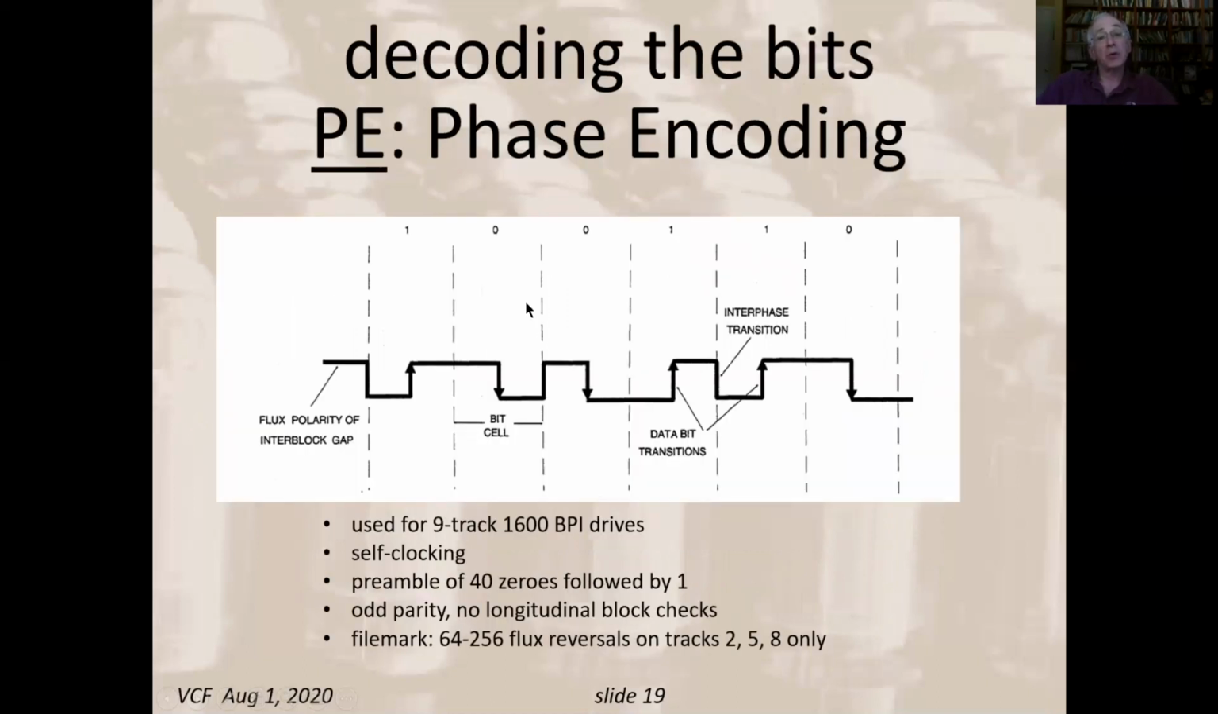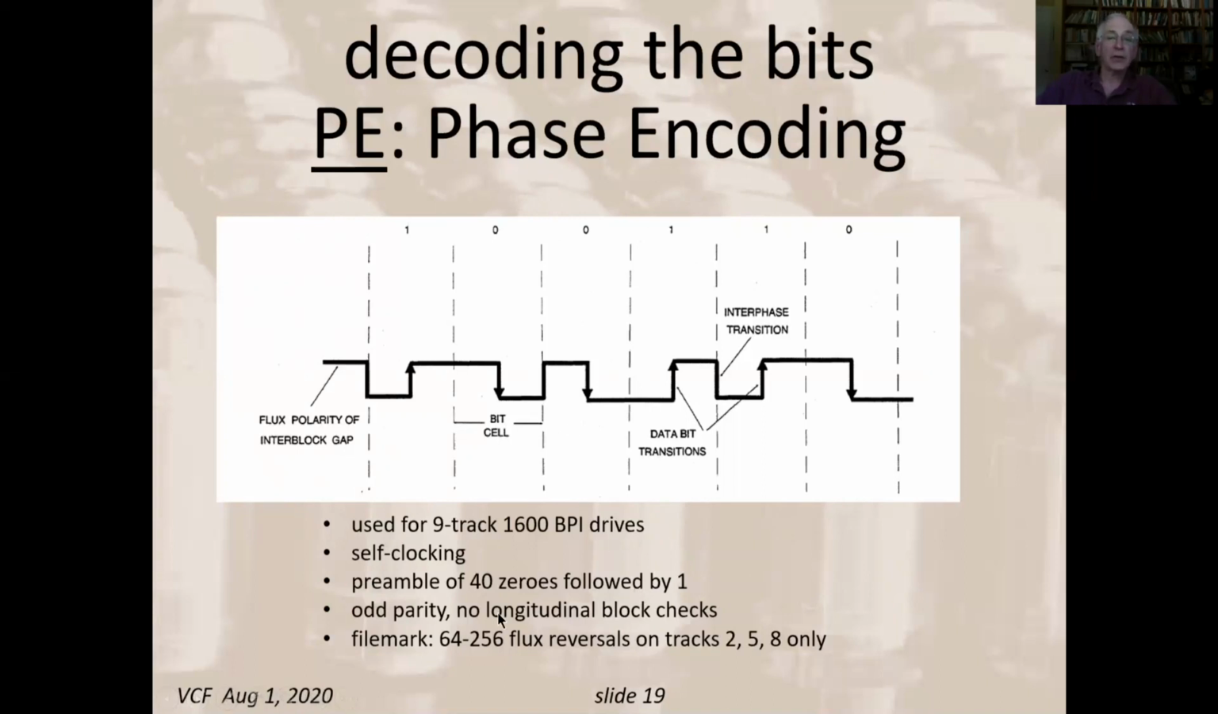A way to solve that problem is to use phase encoding. This is what was used for 9-track 1600 BPI drives, which is self-clocking. There's a bit transition for every bit, in one direction for a 0-bit or another direction for a 1-bit. And then there's a transition at the bit boundary as needed to prepare for the appropriate bit transition at the middle of the bit.